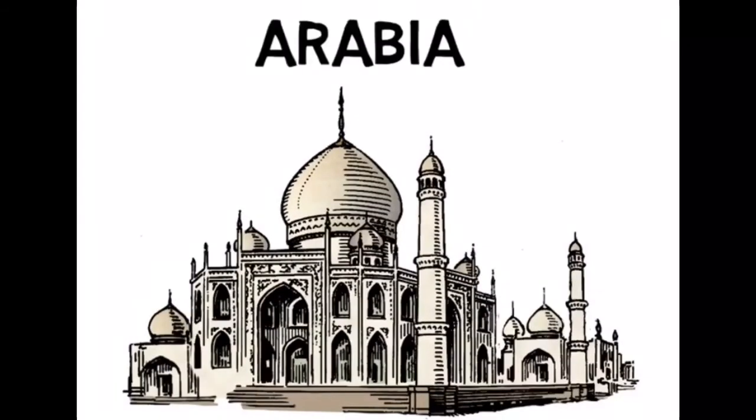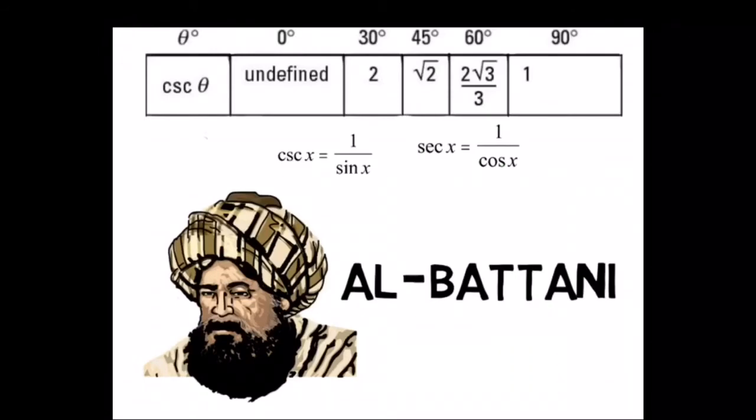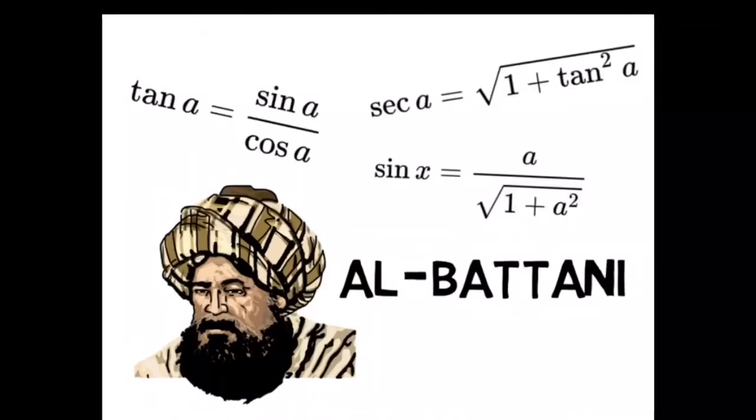Now let's go to Arabia, 830 AD. Al-Battani was an Arab astronomer, astrologer, and mathematician. One of Al-Battani's best-known achievements in astronomy was the determination of the solar year. He discovered the reciprocal functions of secant and cosecant, and produced the first table of cosecants for each degree from 1 degree to 90 degrees, as well as a number of trigonometrical relationships.